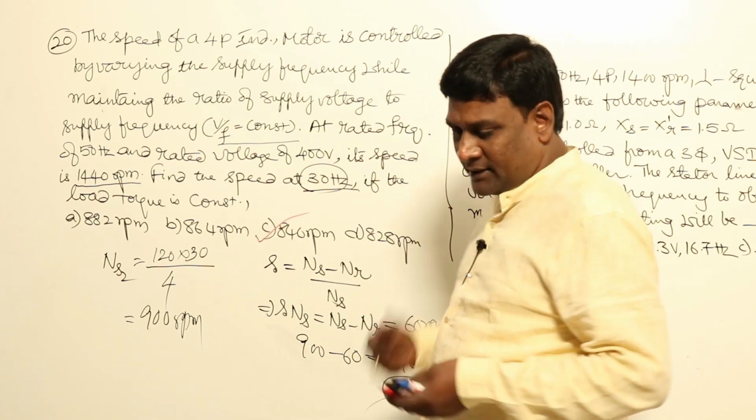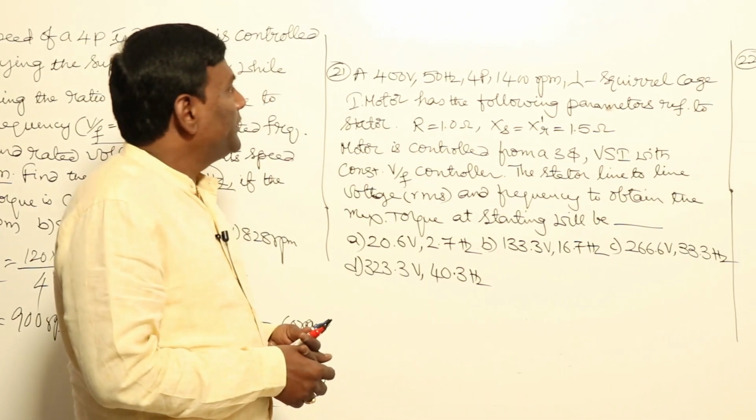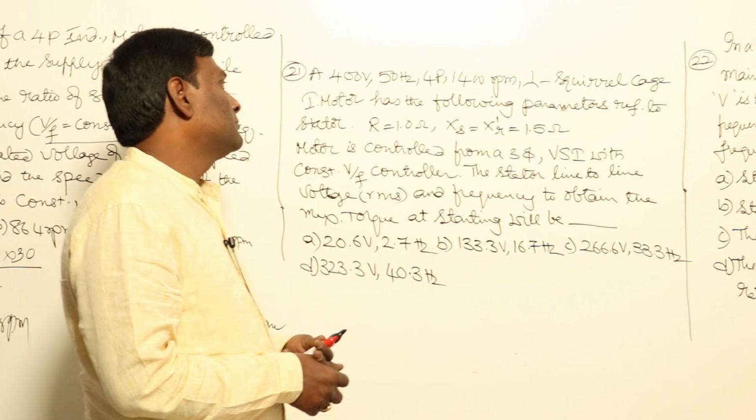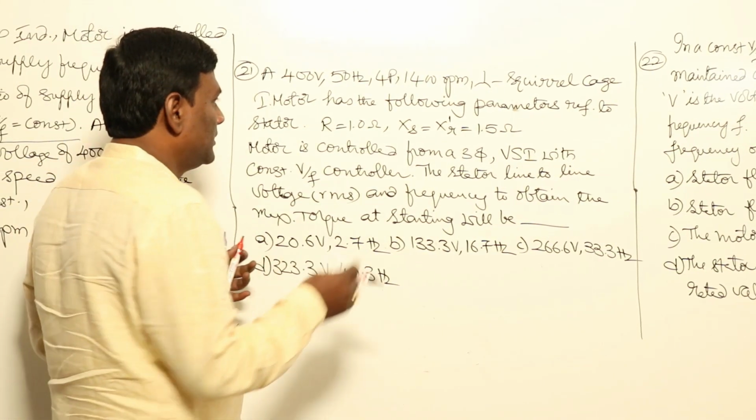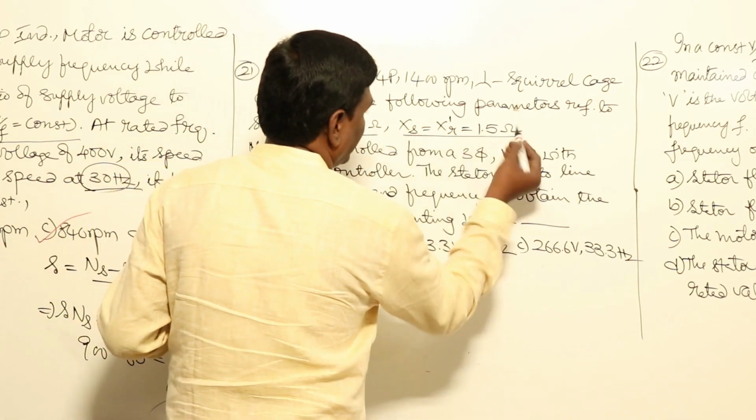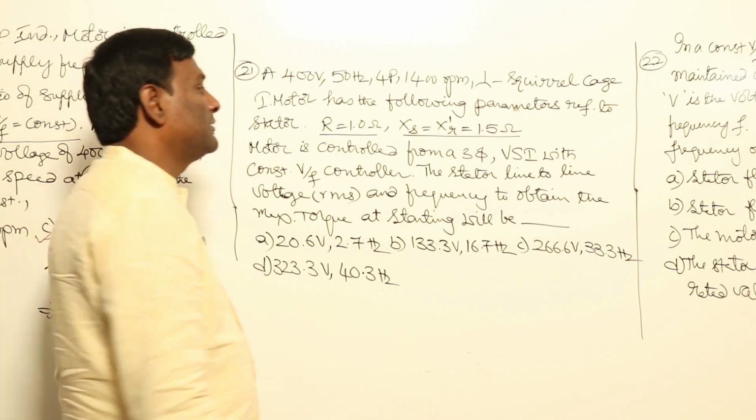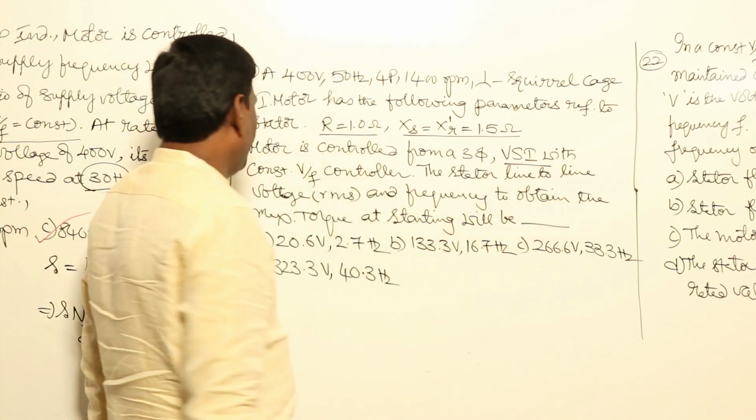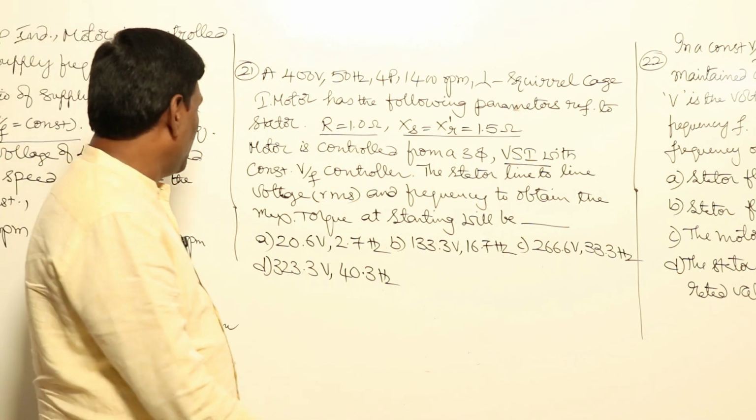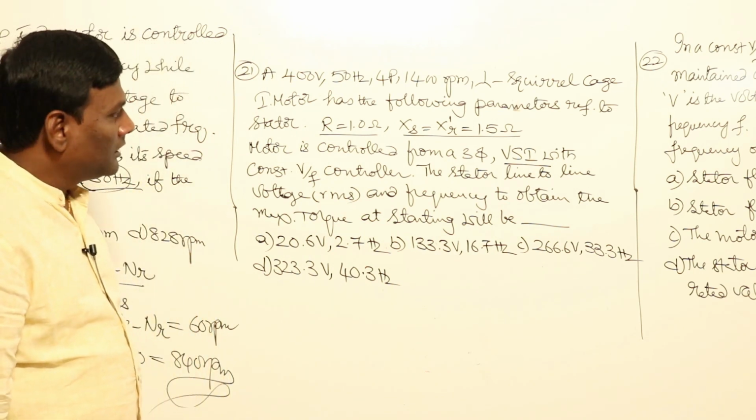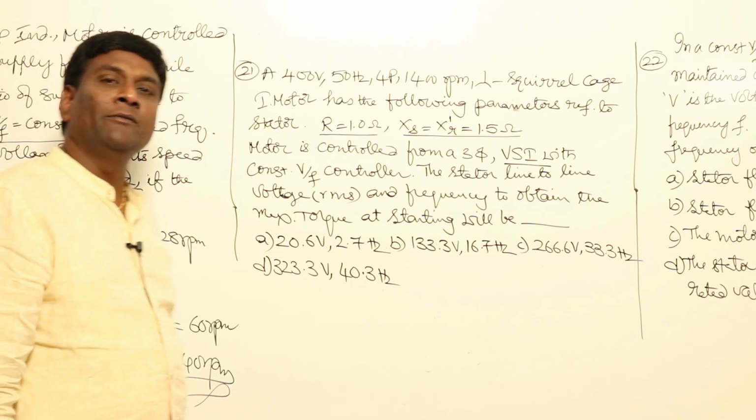Now let us take one more question. A 400 volts, 50 Hz, 4-pole, 1400 rpm, star connected squirrel cage induction motor has the following parameters referred to stator: resistance, reactances. The motor is controlled from a 3-phase VSI, voltage source inverter, with constant V by F controller. The stator line to line RMS voltage and frequency to obtain maximum torque at starting will be?